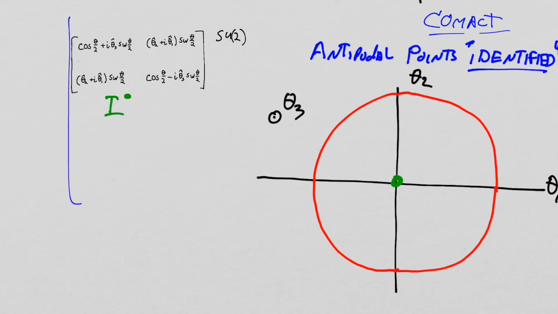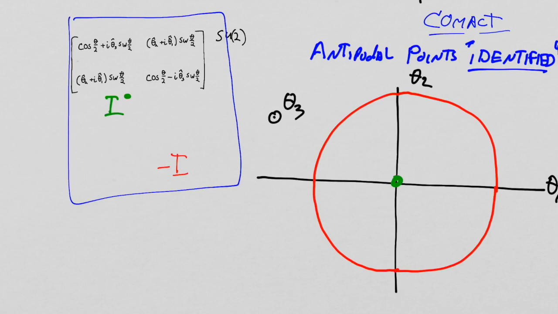So now understand we have this topological space, which is also a group, right? That's the whole beauty of this thing. There is I, but then there's also minus I, right? Minus I is a point.